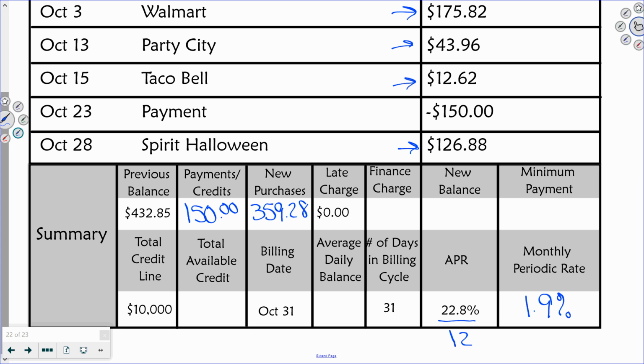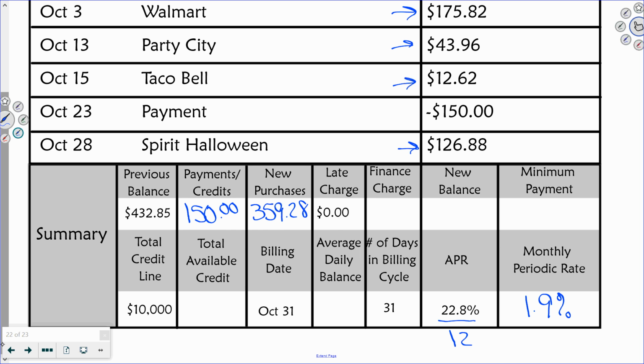Now, guys, at this point, those 3 things should be the easy parts of this, right? Those you can get right even if you mess up the average daily balance. But if you mess up the average daily balance, then your finance charge, new balance, your minimum payment, your total available credit, and your average daily balance, you have 5 things that are going to be wrong. Okay? All right, so next is the average daily balance. This is the tricky one.